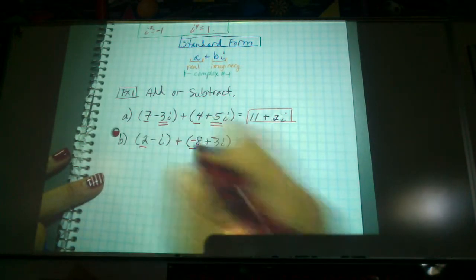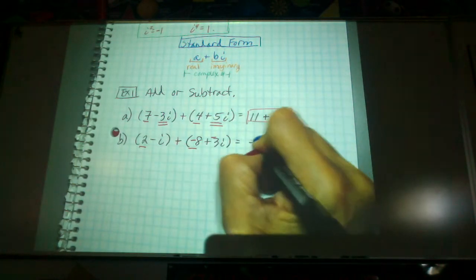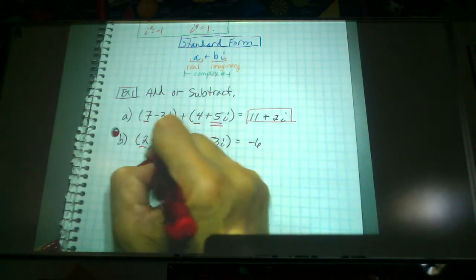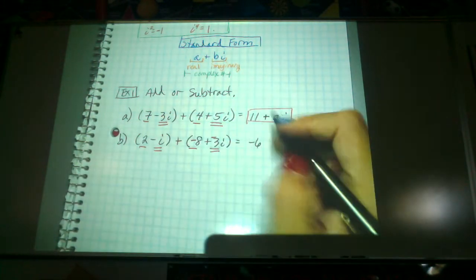Combine your real part, what do you get? Negative 6. Combine your imaginary part, what do you get? Negative 5i.